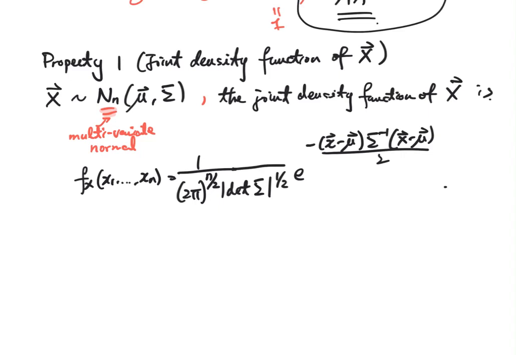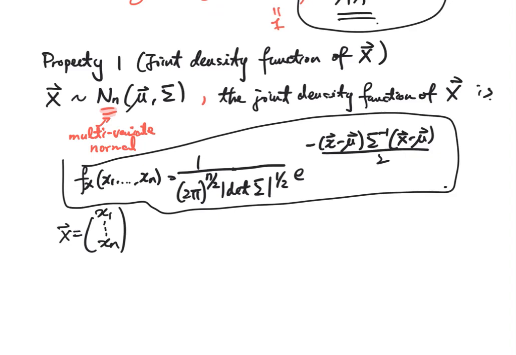Okay, and here the x vector is just equal to x1, x2, up to xn. Okay, so then that will be the general formula for this joint density function. I would say it looks rather complicated, but actually it is parallel to the one for the single variable case. So remember, for single variable, the PDF is something like this.